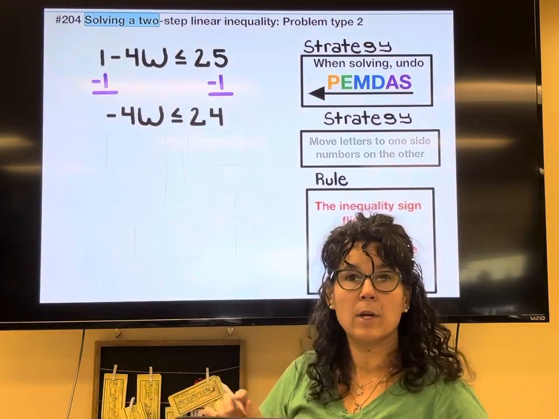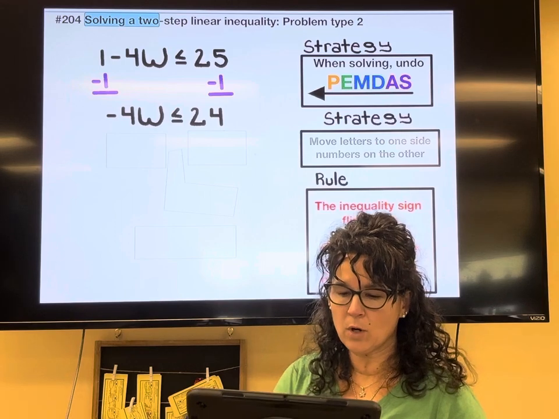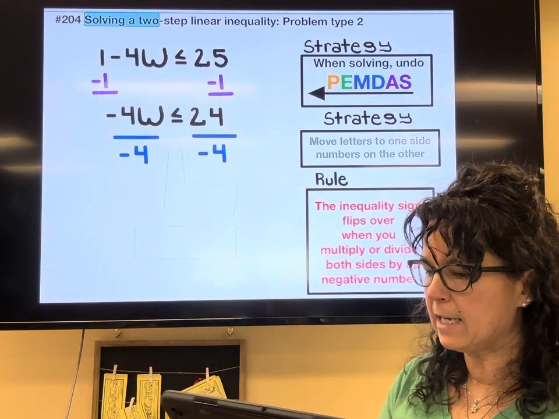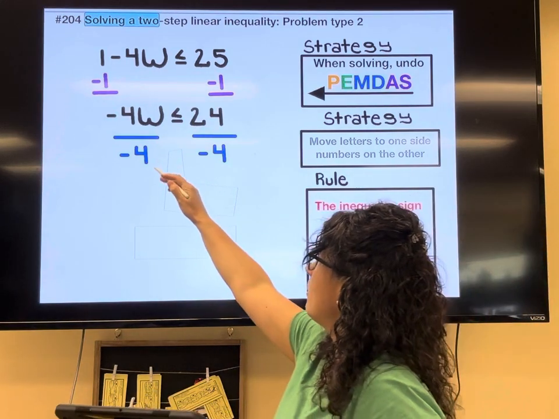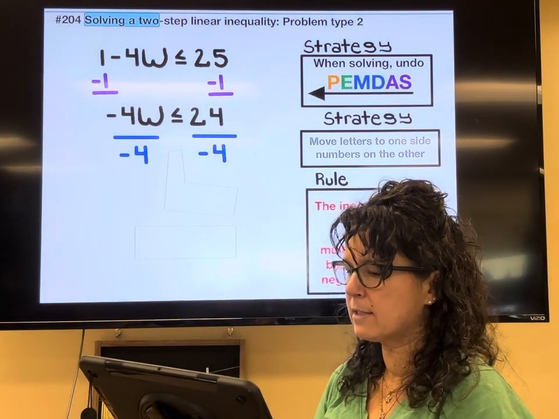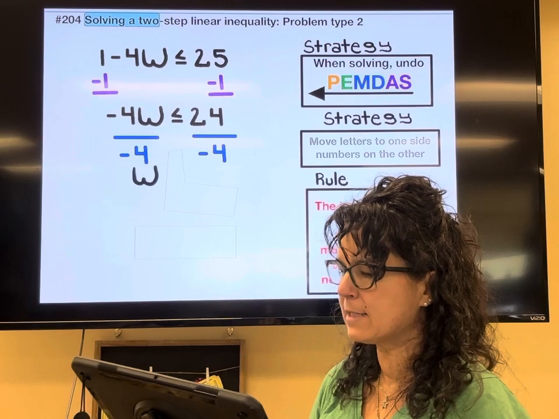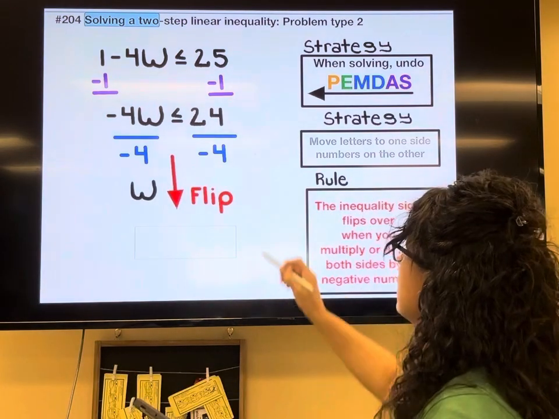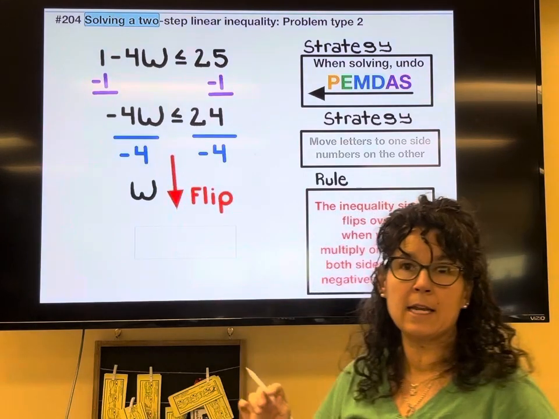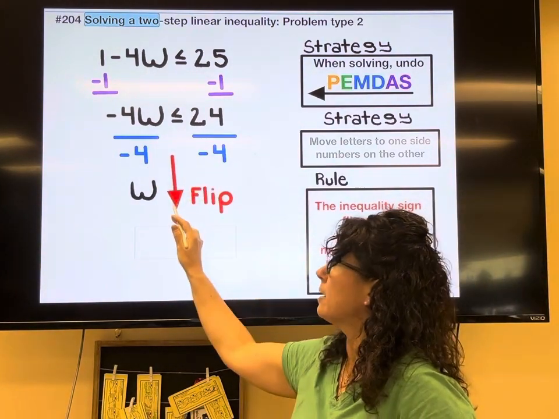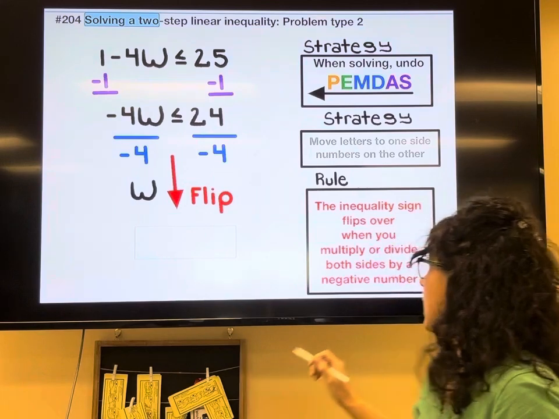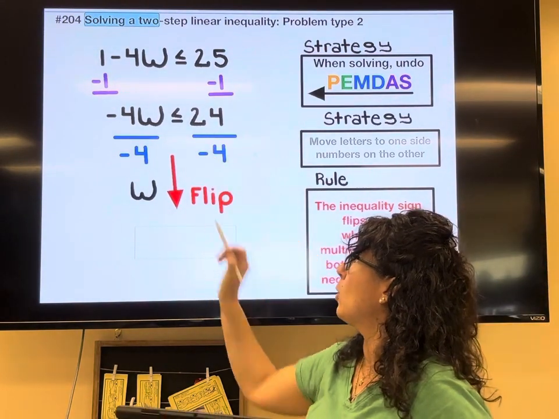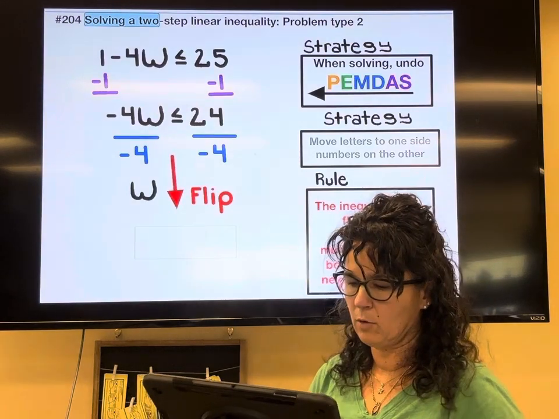Next, I want to get rid of the multiply by -4 by dividing both sides by -4. What I do to one side, I do to the other. Now, by dividing by -4, this W is now by itself. But what we need to be careful of is because we divided by a negative number, we're going to need to flip this inequality over. Anytime you multiply or divide both sides by a negative number, the inequality symbol is going to flip over.